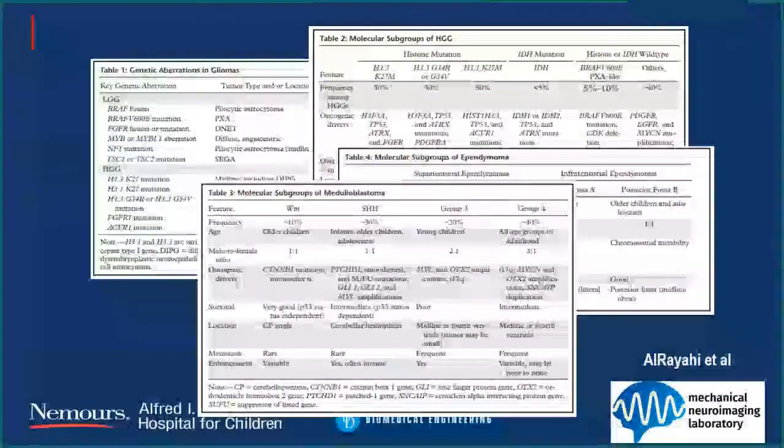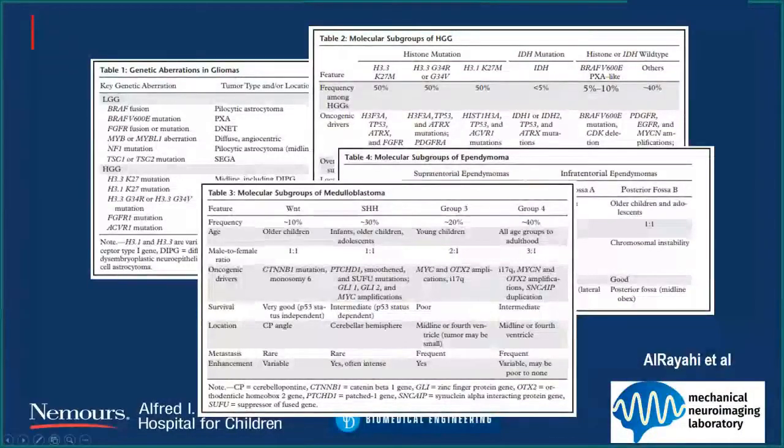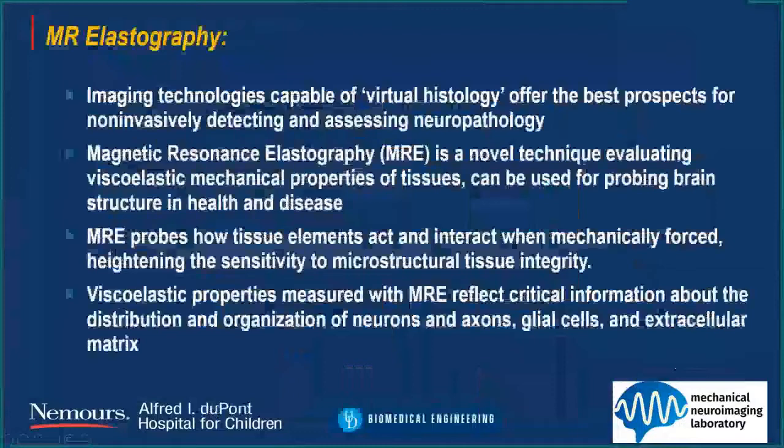And one of the very classical examples of this is molecular subgroups of medulloblastoma. So the three main imaging phenotypes that can help predict the molecular subtype of medulloblastoma are their location, enhancement pattern, and presence or absence of metastasis. Based on these three imaging phenotypes, we can fairly specifically characterize medulloblastomas into one of the four molecular subgroups. So moving on to MR elastography with this background.